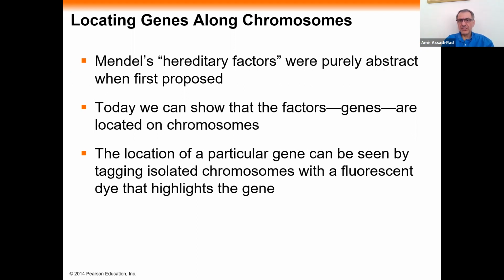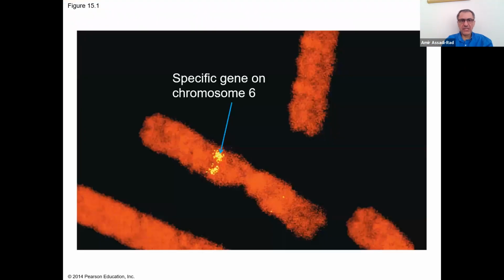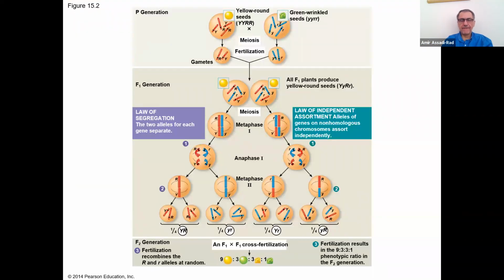The location of a particular gene can be seen by tagging isolated chromosomes with fluorescent dye. It highlights the genes, just like they're showing you here. Okay, back to Mendel: the yellow round seeds, and then he crossed them together. The first generation were all yellow, and then, as you know, in meiosis, we already talked about that before, the chromosomes segregated. These are the different possibilities.